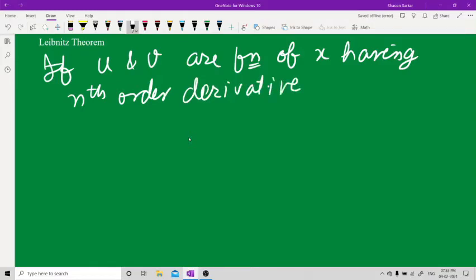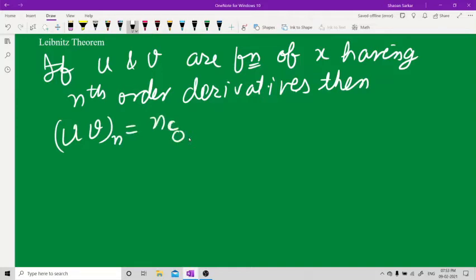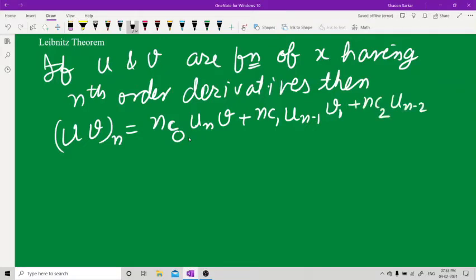then the nth order derivative of uv is nC0, I already told you about binomial, nC0 u^n, the nth derivative of u, then introduce v, plus nC1 u^(n-1), the (n-1)th derivative of u, v first derivative, plus nC2 u^(n-2) v second derivative, plus so and so forth, nCr u^(n-r) v^r, and so forth, plus nCn u, just simple u, and the nth derivative of v.